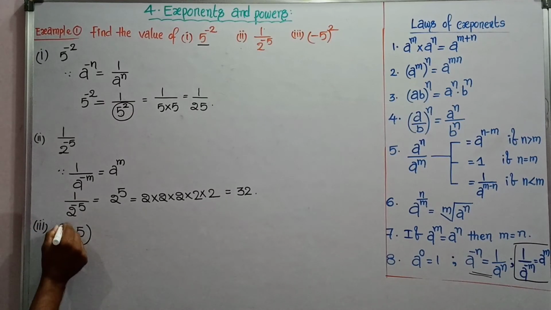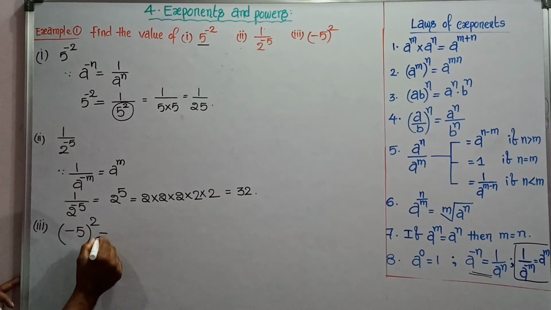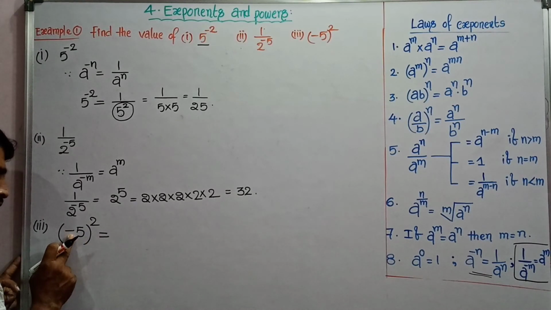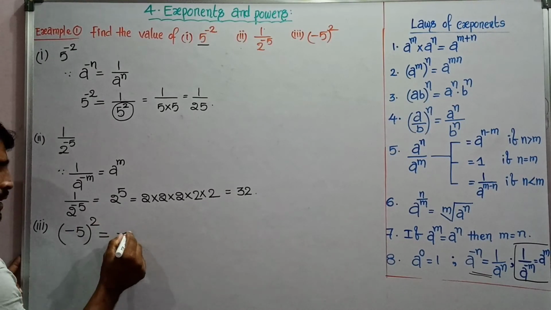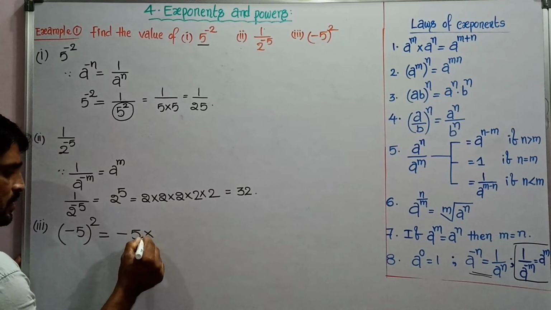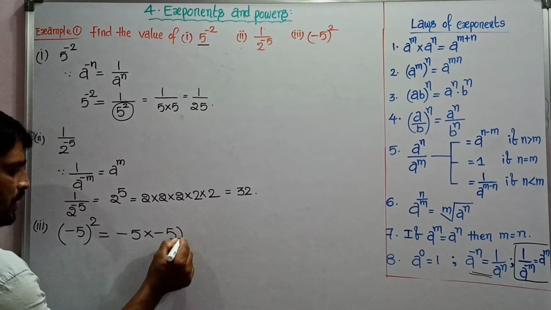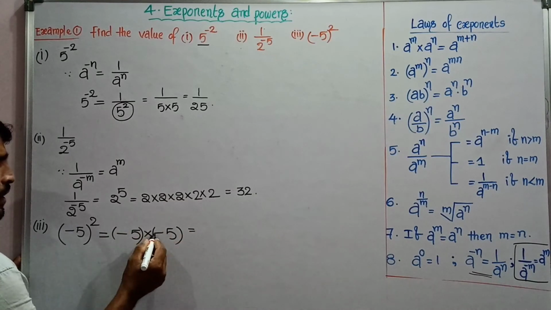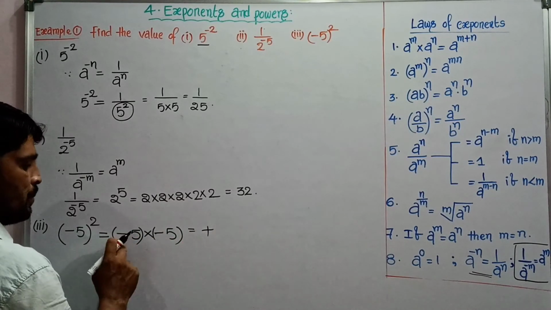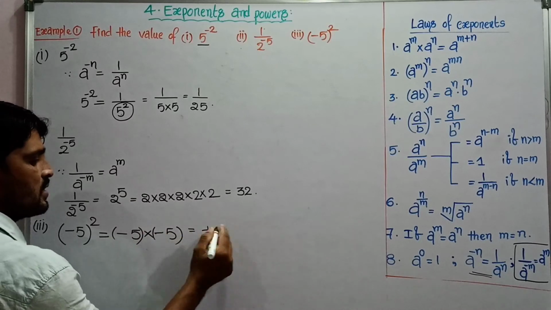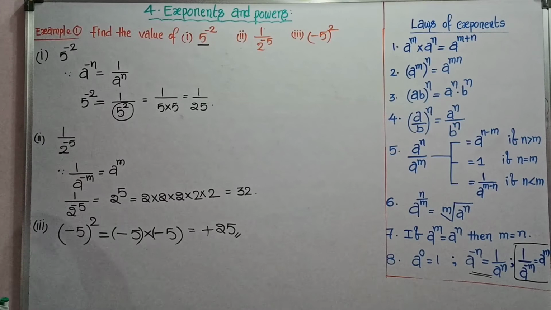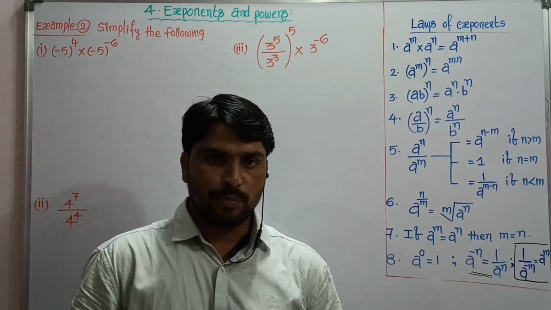minus 5 raised to the power 2. By the definition of exponents, the base minus 5 occurs 2 times in the product. That can be expressed as minus 5 into minus 5. Negative of negative is positive. That is, minus into minus is plus. 5 5s are 25. So answer is plus 25. Okay. Next, example 2.